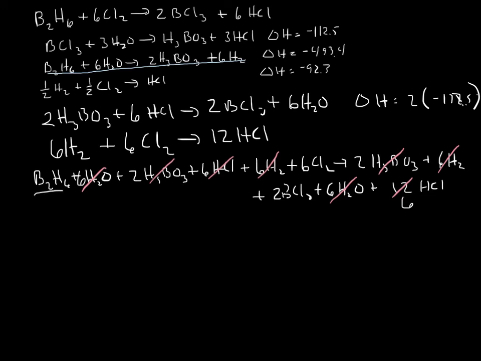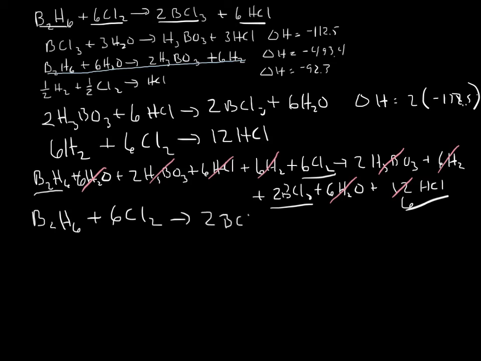We have this and this, which is what we started with. On the products, we have the 2 BCl3s and the 6 HCls, which is what we started with. And so we have it done. Rewrite it. B2H6 plus 6 Cl2 yields 2 BCl3s plus 6 HCls. So this works. Now we need to do the multiplication and do the adding.